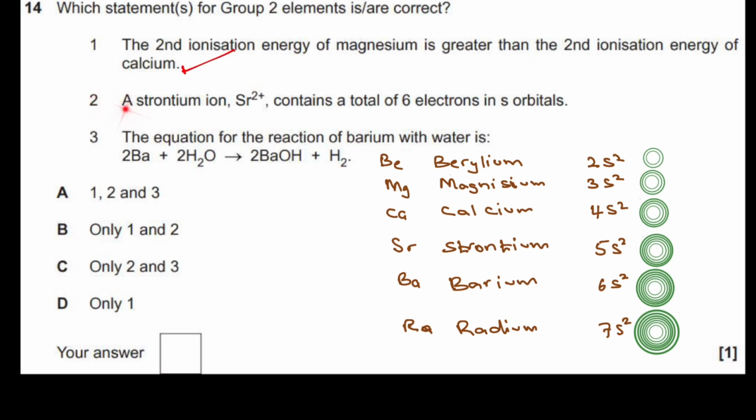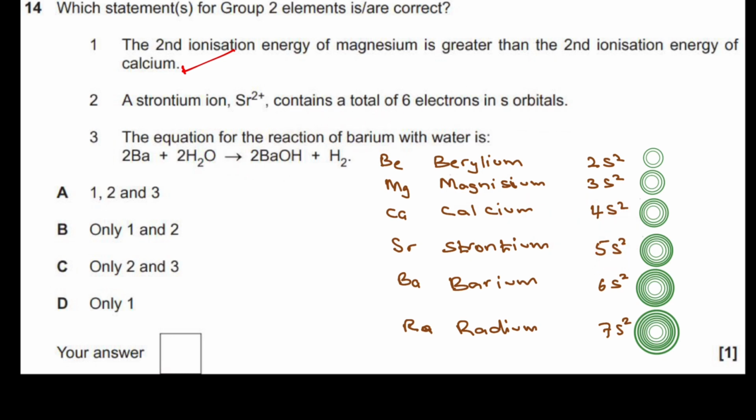Number 2, a strontium ion Sr2+ contains a total of 6 electrons in s orbitals. If we look at the strontium here, when it loses those 2 electrons in the s orbital, it's in the 5th period. That means it's got 5 rings. So if it loses those 2 electrons in the s orbital, how many does it have in the other s orbitals? That's what this question is saying.